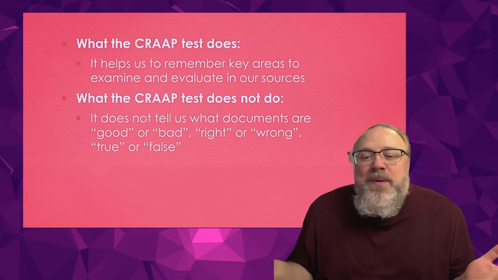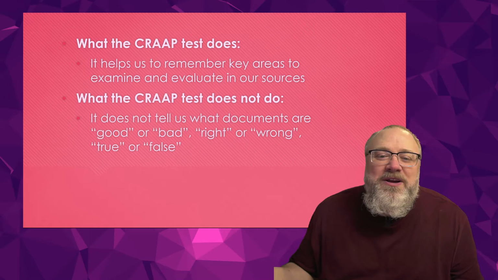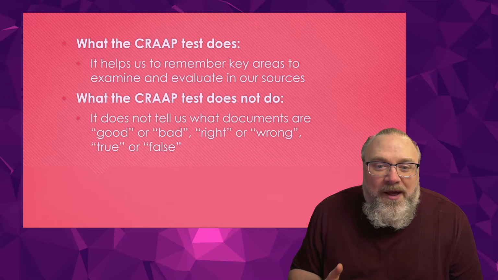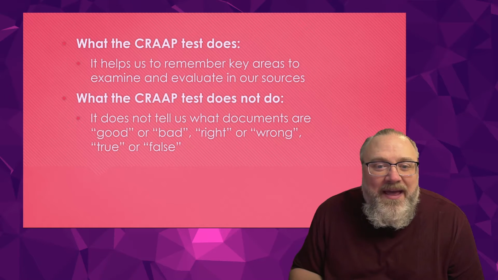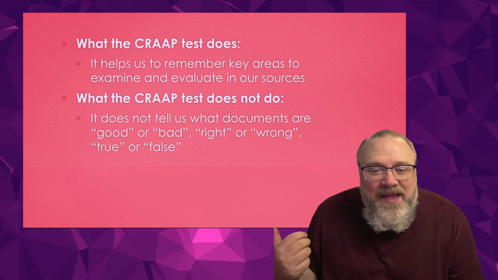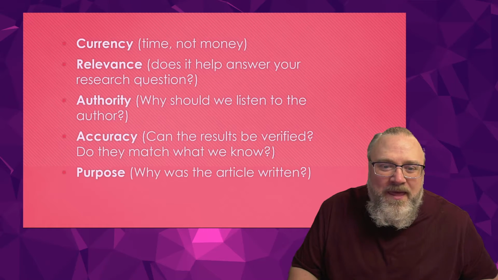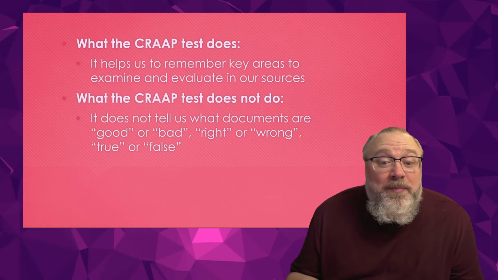And it's also important to remember with this evaluation test that what it does is it helps us remember the key areas that we want to examine and evaluate in our sources. Currency, relevance, accuracy, authority, and let's go back and look at the purpose and scope. Those are things that we need to know about.